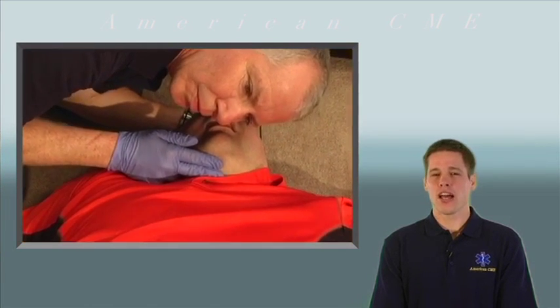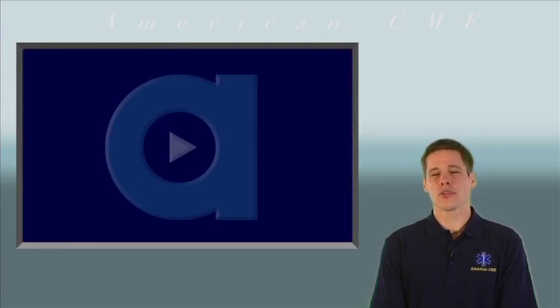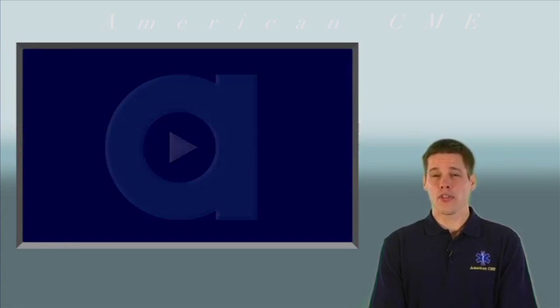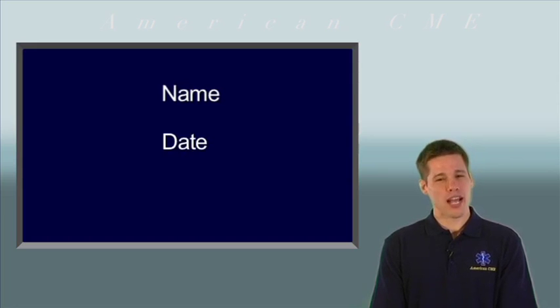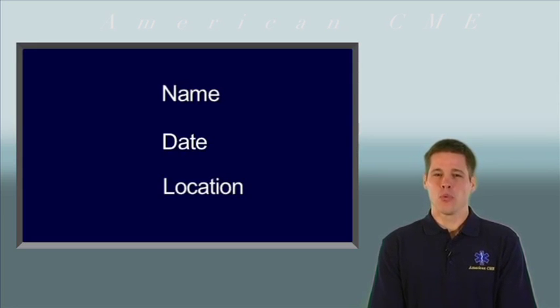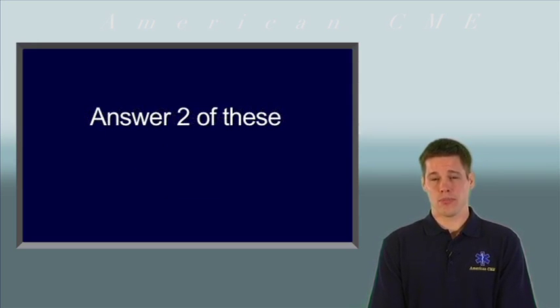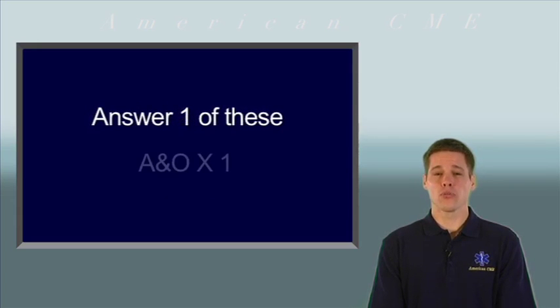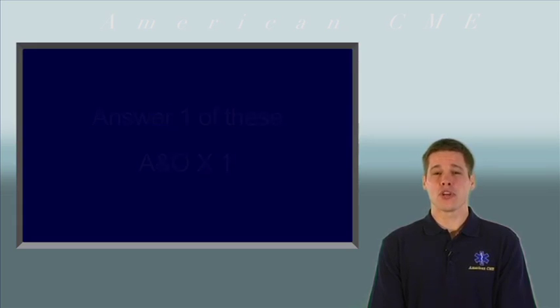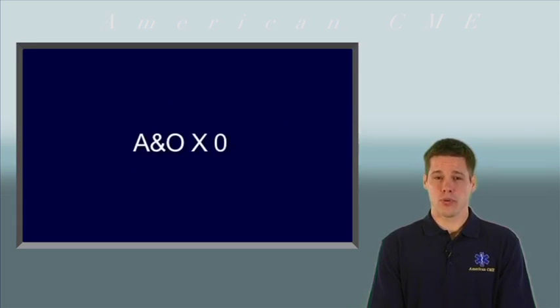If a patient is alert, evaluating whether or not they are oriented will further assess their mental status. Typically, patient orientation is established based on testing their ability to recall their name, the date or approximate time of day, and where they are. When they can answer all of these questions correctly, they are said to be alert and oriented times 3, or A&O times 3. If they can answer only 2 of these questions, then they are A&O times 2. If they can answer only 1, then they are A&O times 1. And if they cannot answer any, then they are A&O times 0.